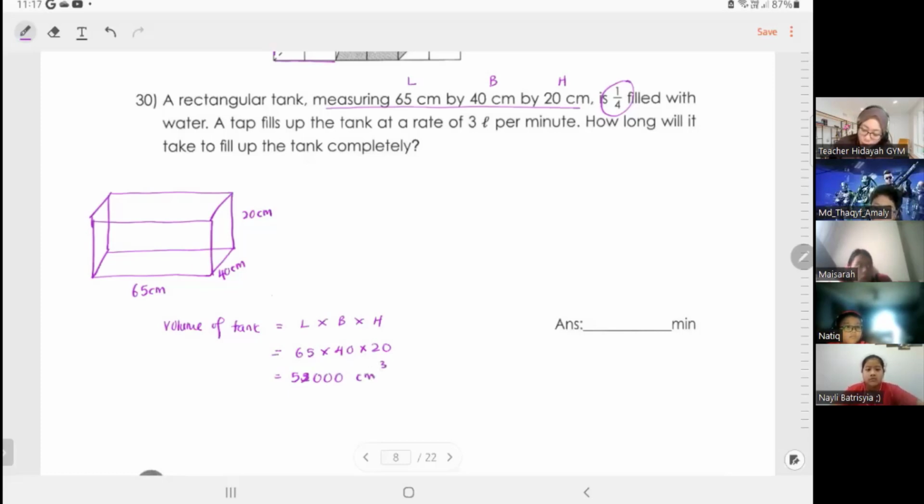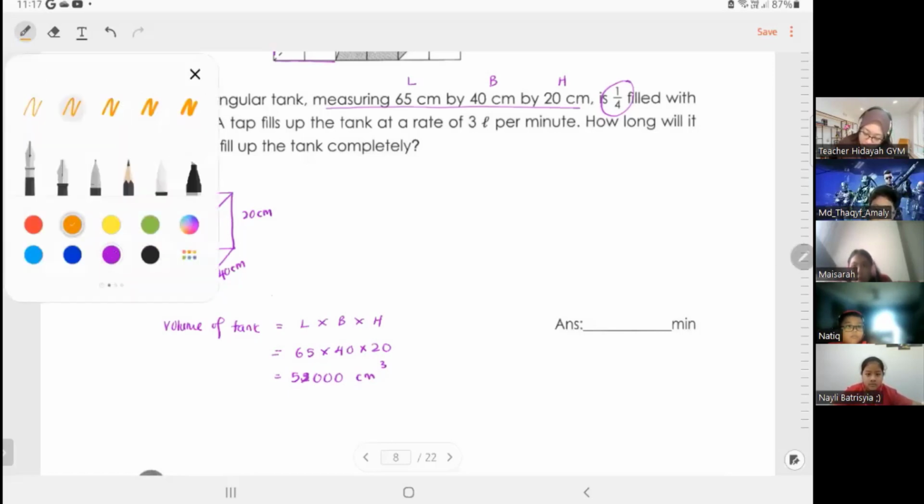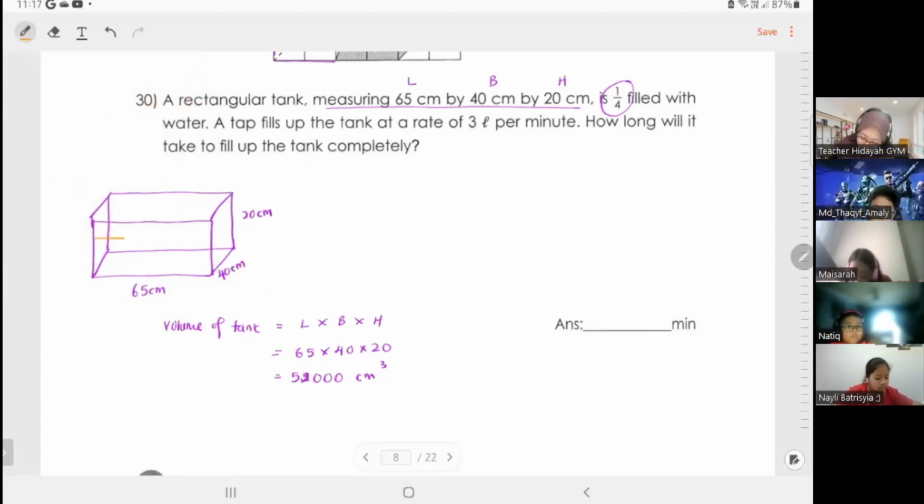cm3. It is 1/4 filled with water. How long will it take to fill up the tank? Okay, so it is actually as good as the tank being divided into 4 parts. So this is 1 part, 2 parts, 3 and 4. Currently, it is only 1/4 filled with water, this portion here. It is only this part filled with water. Okay, and I want to know how much more water is required to fill up the whole tank. This portion here, I want to know the balance. Right, so how do I do that?